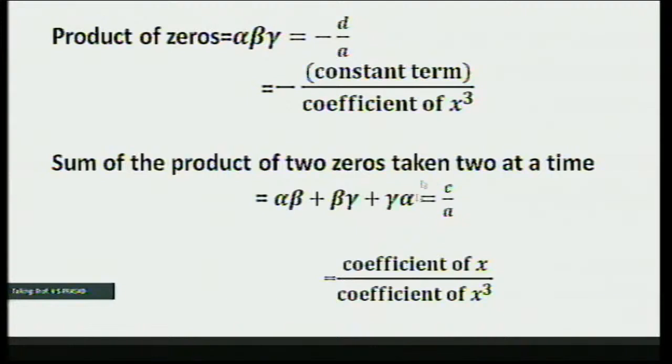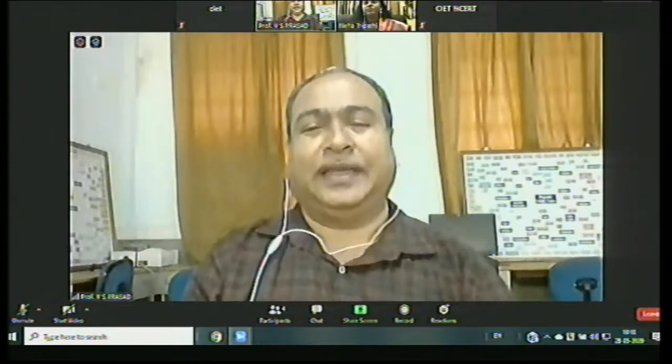Therefore here we get one more new relation for a cubic polynomial, which is alpha beta plus beta gamma plus gamma alpha equal to c by a, where c is the coefficient of x and a is the coefficient of x cube. So we are using the coefficients of x cube, x square, x and the constant term. By using all those 4 terms, we get these 3 different relations: the sum of the roots, the product of the roots, and the sum of the product of the 2 roots taken 2 at a time. In this way, for a cubic polynomial, we get 3 different relations between roots and coefficients.